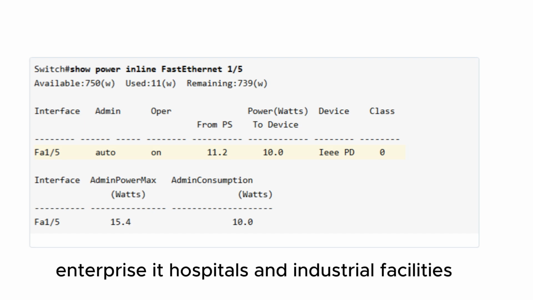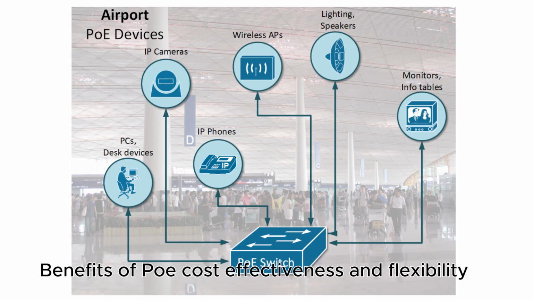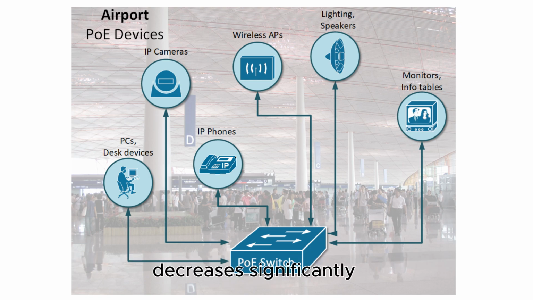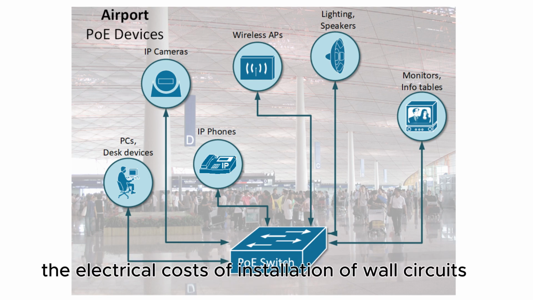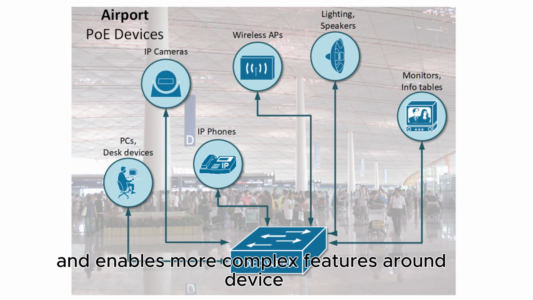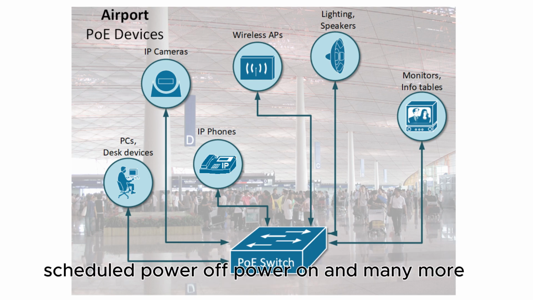Benefits of PoE: cost-effectiveness and flexibility. Using PoE instead of conventional electrical wiring significantly decreases the electrical costs of installation of wall circuits. It also provides more granular control of connected devices and enables more complex features around device powering, such as automation, scheduled power off, power on, and many more.